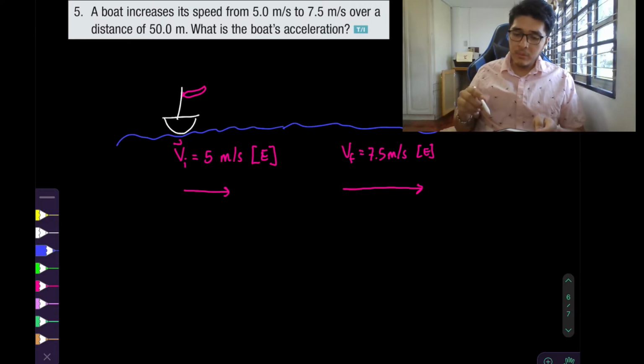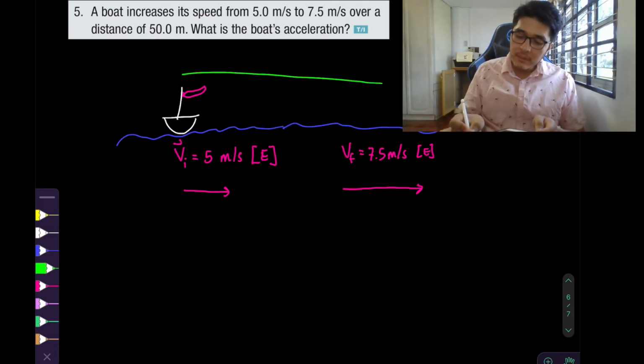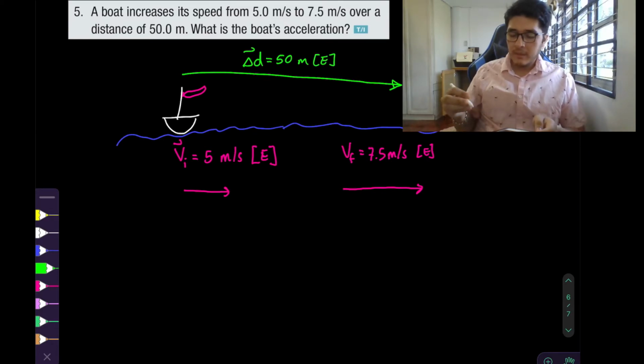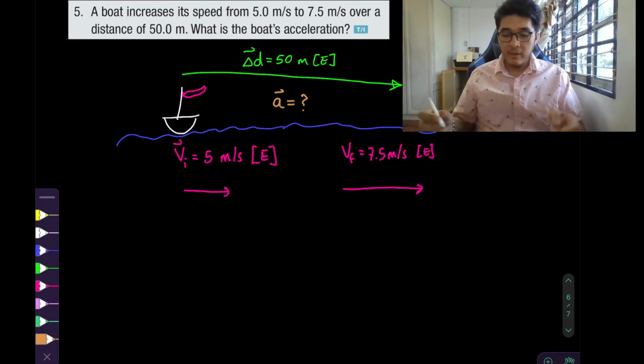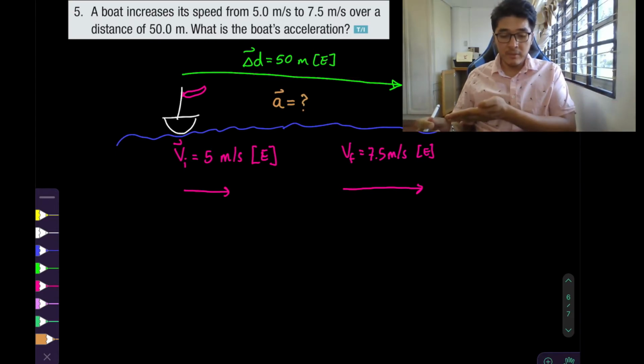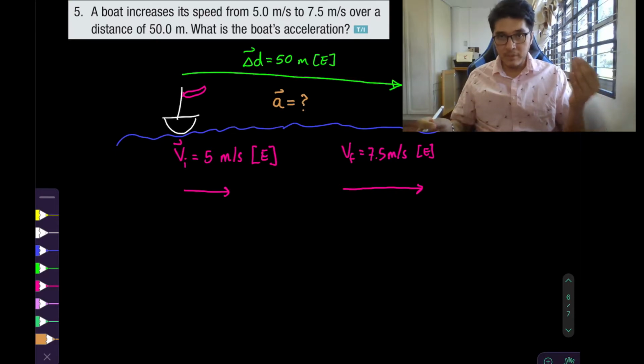And this whole change of speed was done in a distance, in other words, a displacement of 50 meters. What they're asking us is, what was the acceleration during this change of velocity? Now, because the velocity vector is getting bigger, or in other words, you're speeding up, we are going to be correct if our acceleration is positive, which is to the right. So let's go see which equation is going to be helpful here.